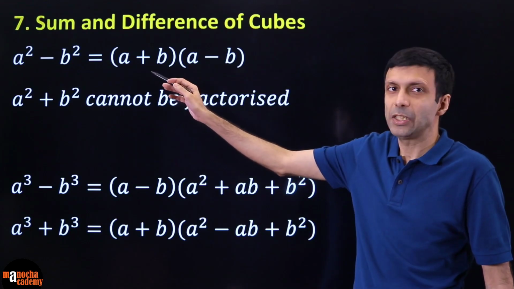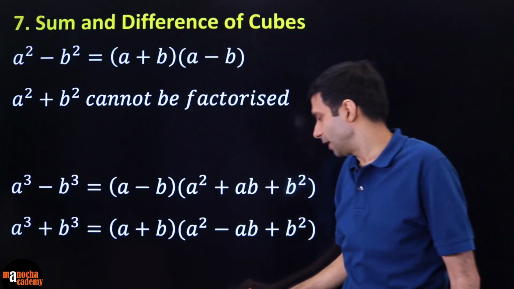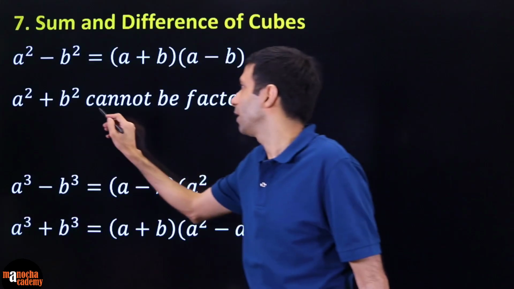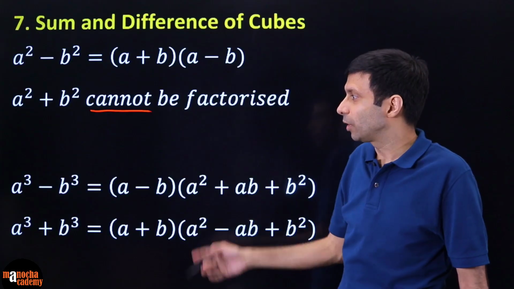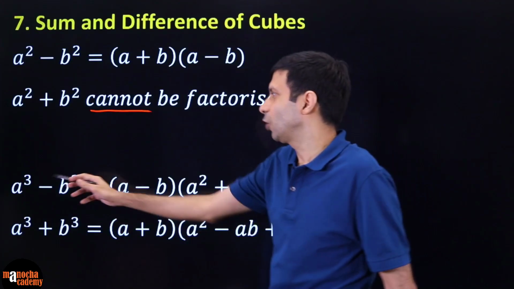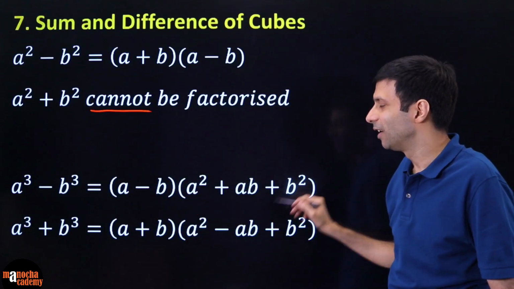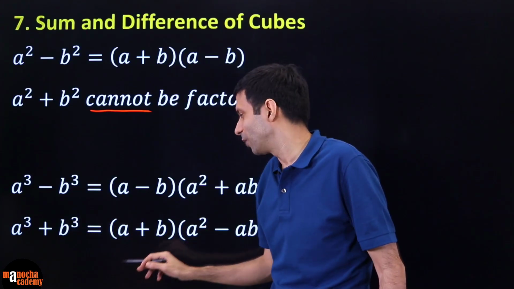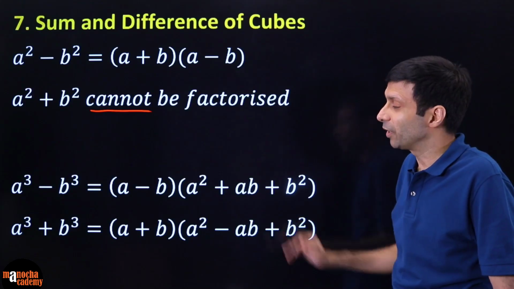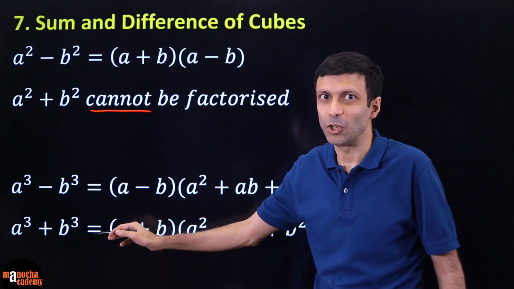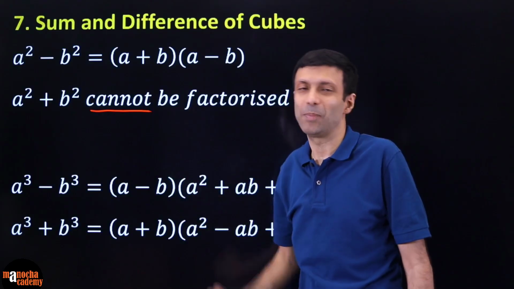So we have done a square minus b square, that can be factorized as a plus b times a minus b. But note one thing, that a square plus b square cannot be factorized. So there is no identity for that. But when we come to the cubes, both of them can be factorized. A cube minus b cube is a minus b times a square plus ab plus b square. So this is an identity. And then a cube plus b cube can be broken down into a plus b times a square minus ab plus b square. So in cubes both work, a cube minus b cube, a cube plus b cube. In squares, only a square minus b square. There is no formula for a square plus b square.